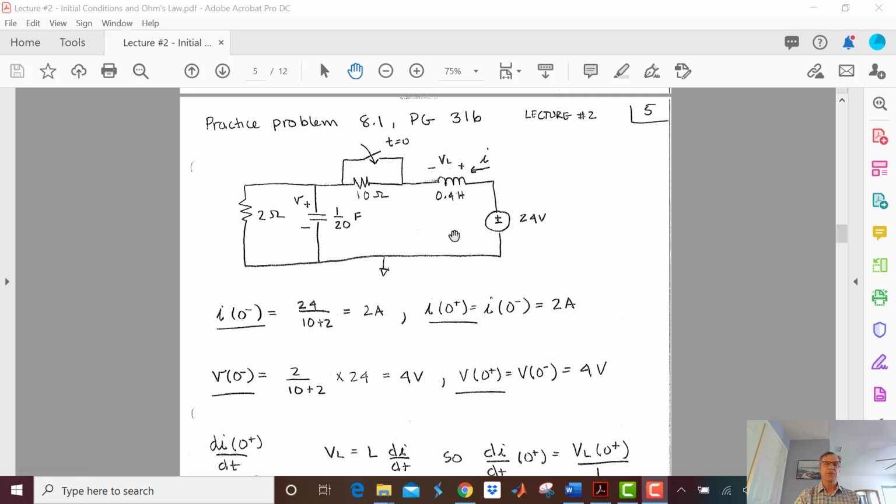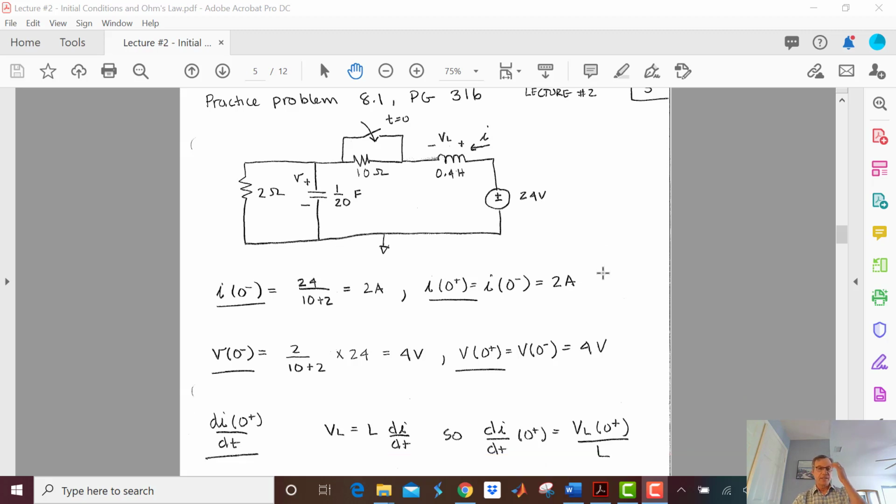And now let's get V at 0 minus. Well, we know the topology, which looks just like a voltage divider. Try not to put your little short circuit stubby thing across here. Just remember, no voltage, no current. And you can see that I end up with just a voltage divider as far as getting V. It's just going to be 2 divided by 10 plus 2 times 24, and that gives me 4 volts right here at t equals 0 minus.